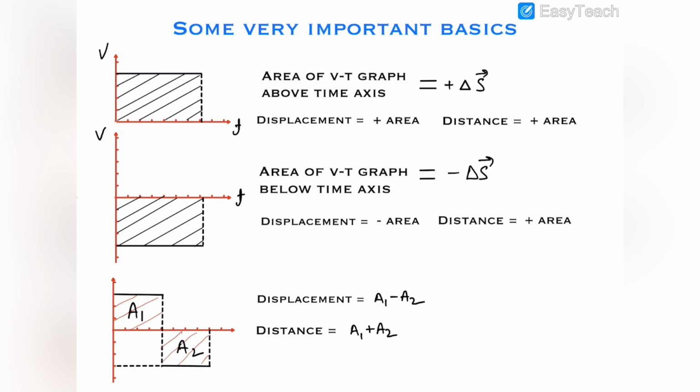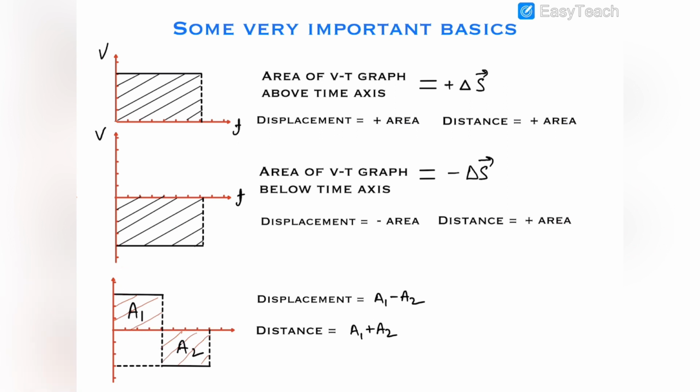Okay, so if this is the area, then we can say that the change in displacement is plus positive of this area, and the change in distance is positive of this area. But if this area is below the time axis, then we can say that the change in displacement is minus of this area, and again the change in distance would be positive of this area because distance cannot be negative.